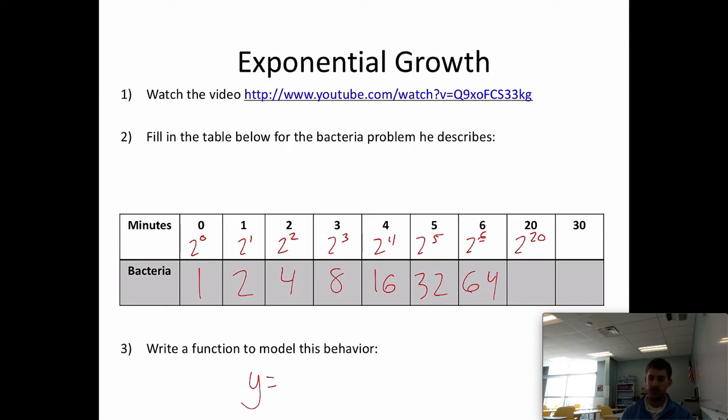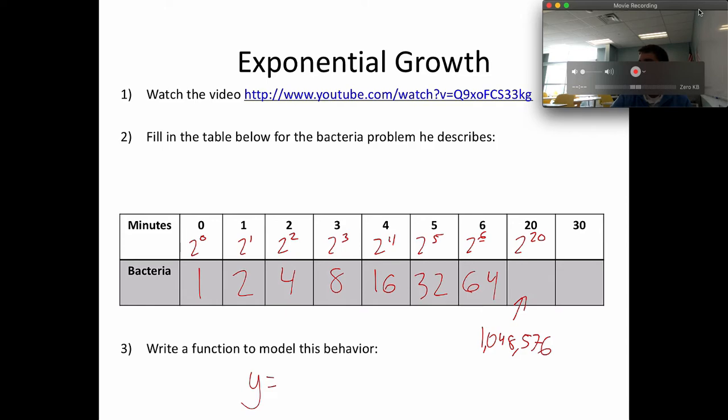Now, folks, you can type that into your calculator. It's going to be, oh goodness, I don't have this in front of me right now. I can't even fit it in there. 1,048,576 bacteria after 20 minutes. Let me move my picture a little bit so you can actually see that number that I just wrote. It's going to be 1,048,576 total bacteria. So the equation we're using is y equals 2 to the x power.